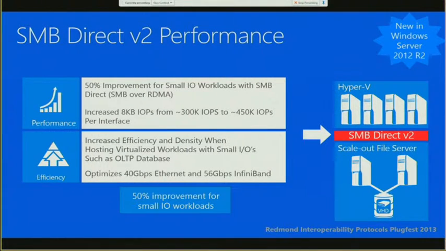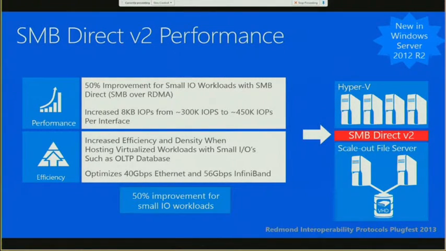So in 2012, we did a bunch of work to make SMB over RDMA even faster, specifically for small workloads. So we've got a 50% improvement in small I/O workloads with SMB Direct. This increased from about 300,000 IOPS to 450,000 IOPS per interface. So if you have 2 interfaces, you're going to see that doubled for small I/O workloads. We really did this because we started to see that things like OLAP databases and SQL databases and whatnot that were issuing these smaller IOs, 8K IOs, needed the additional throughput. And it really tried to optimize our 40 gig and 56 gig scenarios.